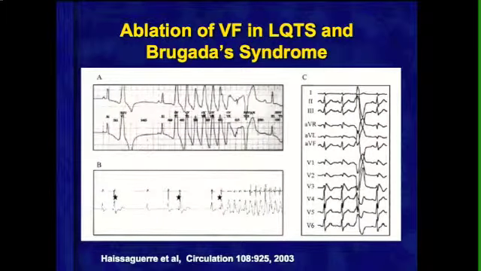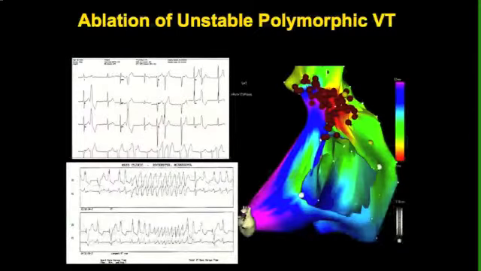Or Brugada syndrome is a fairly common one, especially if you're doing the Nademanee carpet bombing approach to the RV outflow tract. And in some of the patients that we've done, we've seen that you just turn on the power, you have polymorphic VT to begin with, you just turn on the power and you get polymorphic VT or VF.